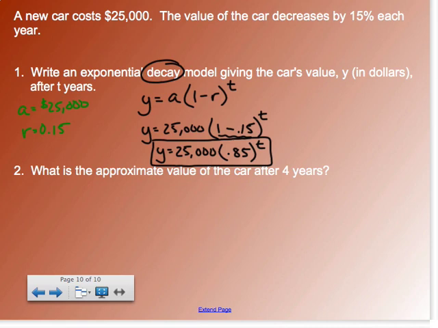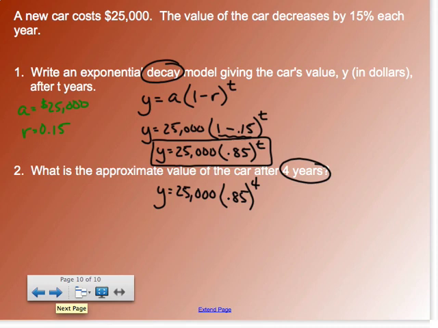I want to know the approximate value of the car after 4 years. So y is the value. We've already determined that in number 1. Y is the value, so that's what I want to find. Y equals, my model is 25,000 times 0.85, usually the t, but they've actually identified what t is. I want to know 4 years later, how much is my car worth? If it's still working and there are no other factors involved, what happens if it decreases by 15%? What happens after 4 years?